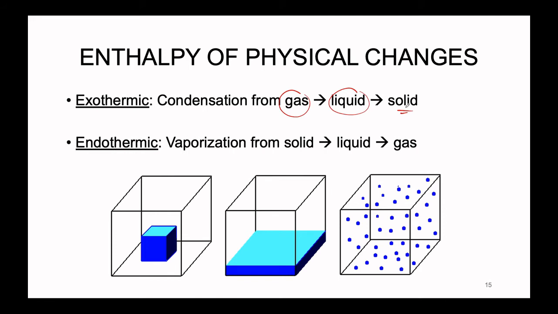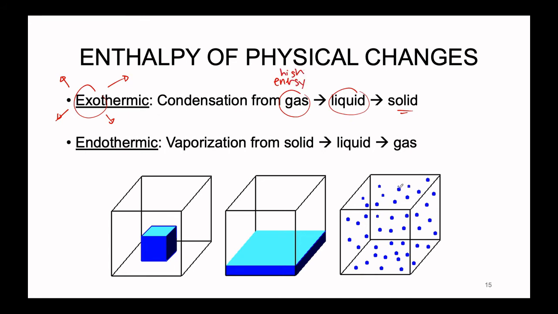Now this may seem a little counterintuitive because we're going from something that's warm, like a gas, to something that's cool, like a solid. How can that be an exothermic process? Well, we have to remember what it means to be exothermic. Exothermic means that energy is leaving your system. Well, gases are pretty energetic. They are high energy, right?